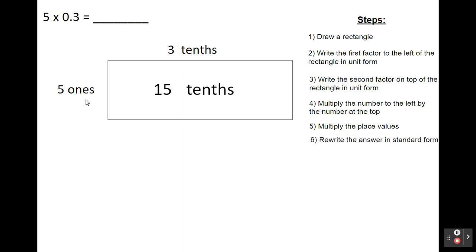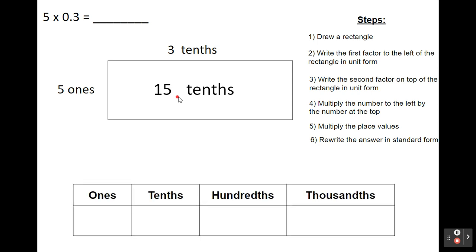The last step is to rewrite our answer in standard form. So the answer is going to be 15/10. Let's use the place value chart to help us. Since the 15 has a 5 as the last digit, that 5 is going to go in the tenths place. The 1 is regrouped to the ones place. Remember, the decimal always goes between the ones and the tenths. So our answer is going to be 1 and 5/10.